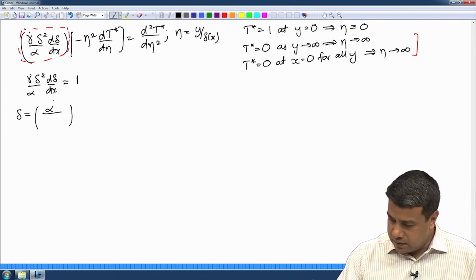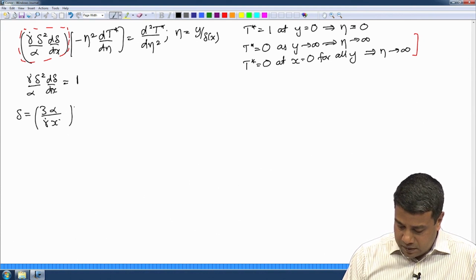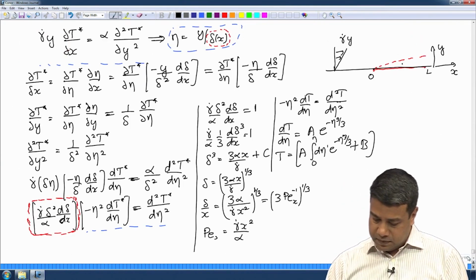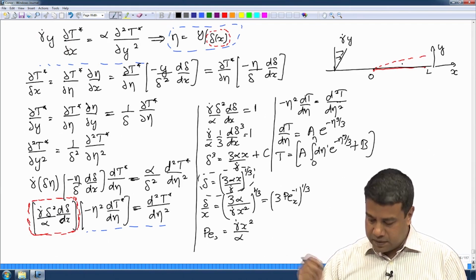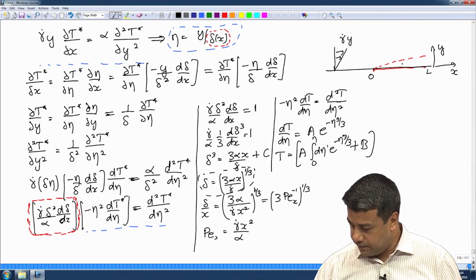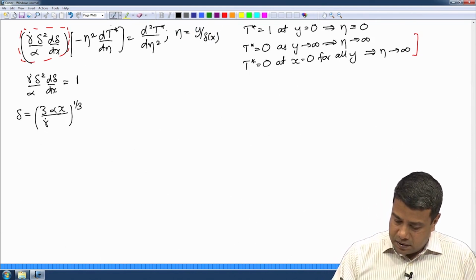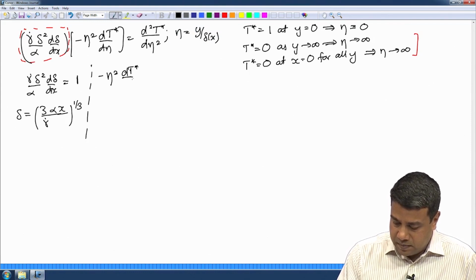And we had got the value of delta here, which was equal to (3 alpha x by gamma dot) whole power 1/3. This was the expression for delta, the boundary layer thickness. Now, I have to solve the other part of the equation, minus eta squared dT star by d eta.